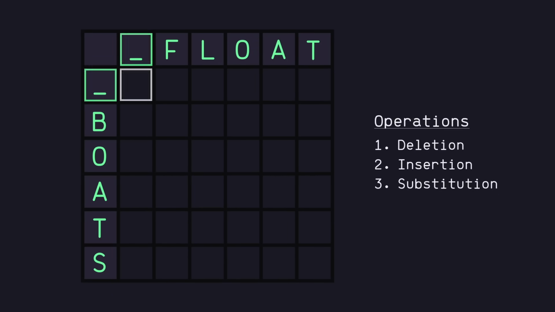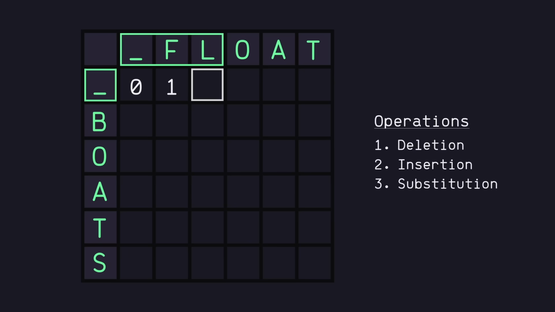Okay, so first, starting with this top left cell, we're asking ourselves which of these operations must we perform to transform this empty string into an empty string? Well, none, so we put a zero here. Next, we ask what operation must be performed to transform an empty string to the string f. We would use insertion here to insert an f. So that's one operation, so we put a 1 here.